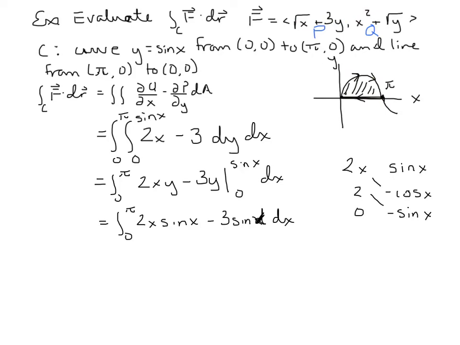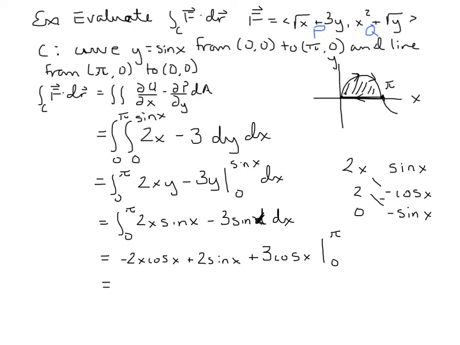Multiply diagonally. First one's going to be positive. Second one I'm going to multiply by a negative. So that first integral, I'm going to get a negative 2x cosine of x. And on the second one, I'm going to get a positive 2 sine of x. And then we've got this integral of negative 3 sine. So integral of sine is a negative cosine, so that's going to become a plus 3 cosine of x. And we're going to evaluate all of this from 0 to pi.